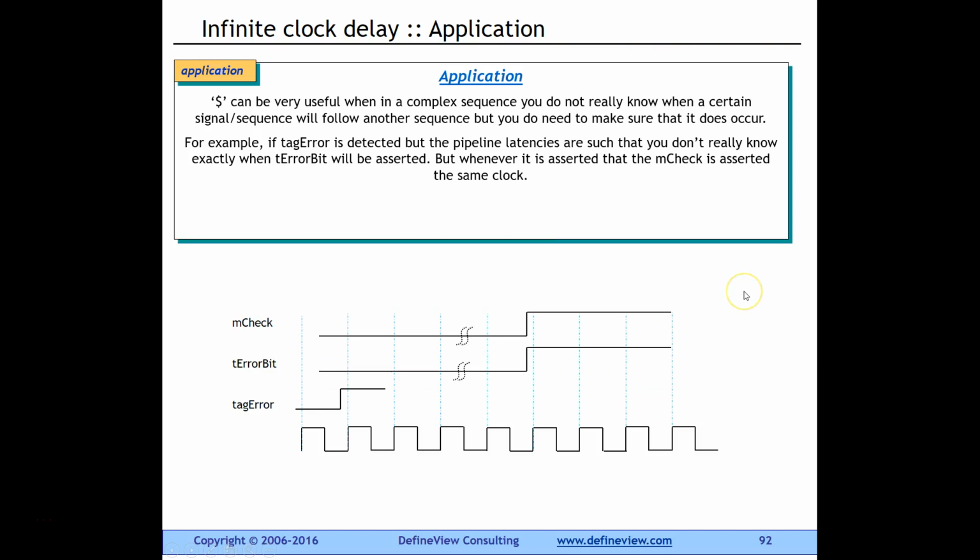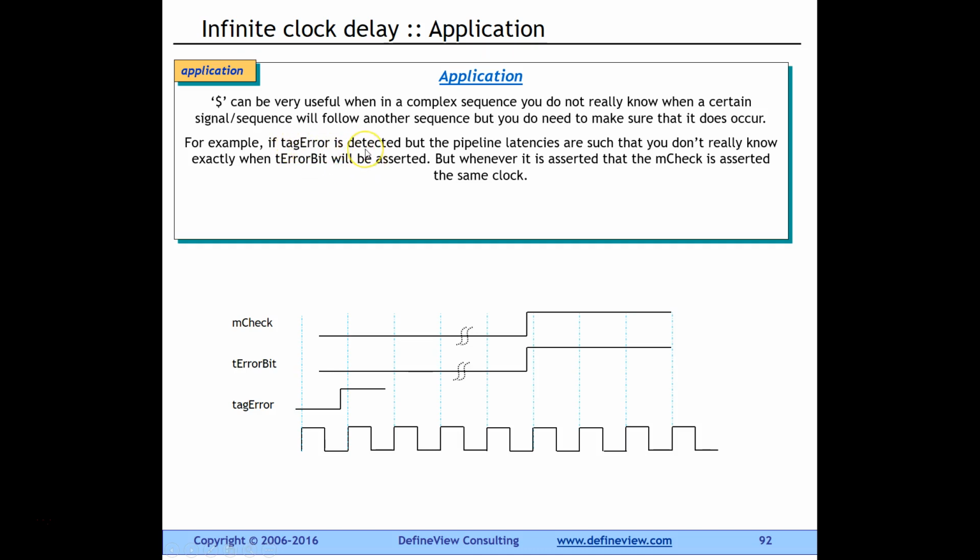So here's an application of the range delay operator. And again, as I said, dollar, meaning infinite, can be very useful, because most of the time in complex sequences, you will not really know when a certain signal or sequence will follow another signal or sequence. But you do need to make sure that it does occur. So let's take an example.